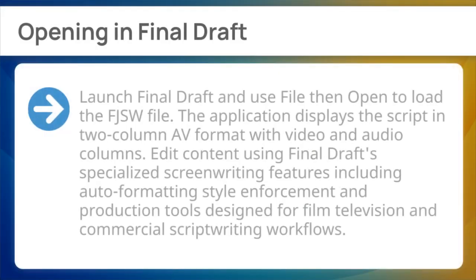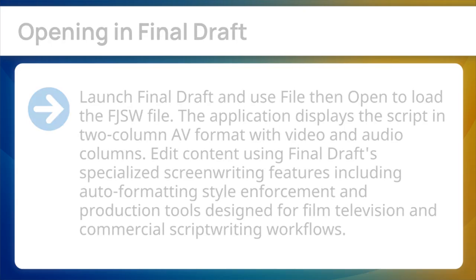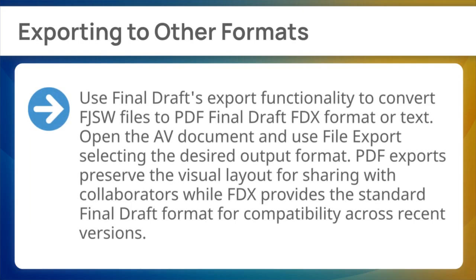First, opening in Final Draft. Launch Final Draft and use File then Open to load the FJSW file. The application displays the script in two-column AV format with video and audio columns. Edit content using Final Draft's specialized screenwriting features, including auto-formatting style enforcement and production tools designed for film, television, and commercial scriptwriting workflows.